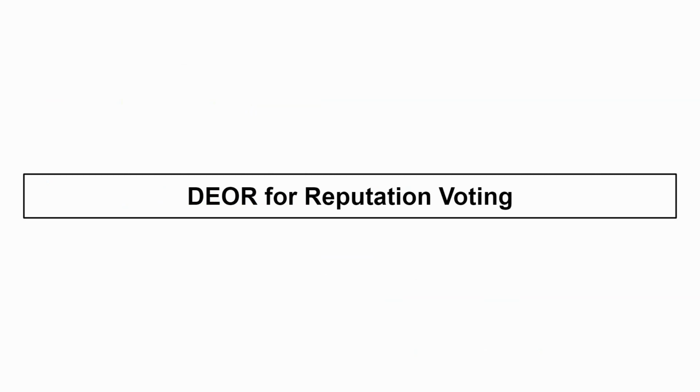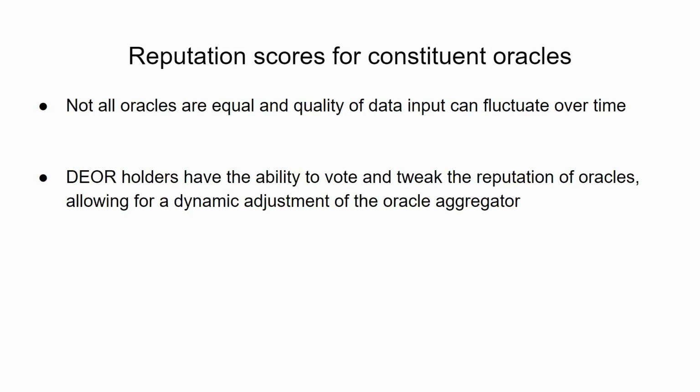The last major use case is the use of DEOR for reputation voting, and this is, of course, very relevant for the data aggregation. So once you're aggregating data from multiple sources, you have to realize that not all oracles are equal. And some oracles may be more specialized in particular tasks, and the quality of data can also fluctuate over time. So based on the results of the data query from each oracle, DEOR holders have the ability to vote and tweak the reputation of these oracles. And this allows for a real-time dynamic adjustment of the weights of the individual oracles within the Oracle aggregator.